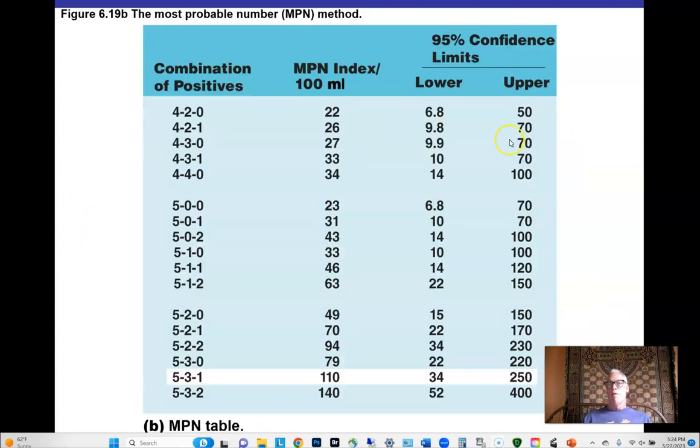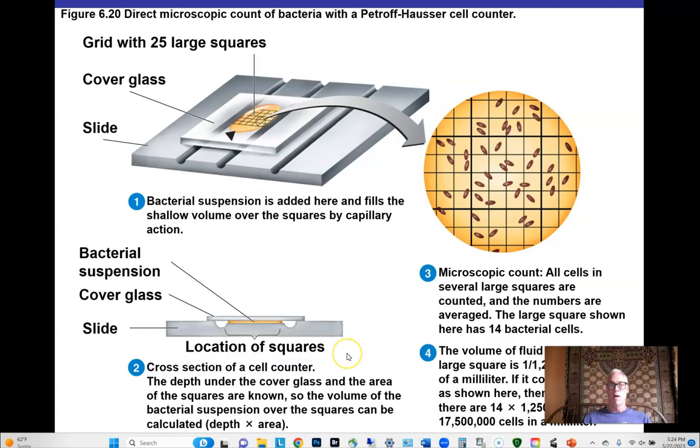There is error with it, and here you can see the upper and lower range of the 95% confidence limits. That means we're 95% sure the actual number of bacteria in the original sample would lie between 22 and 150 colony forming units per 100 mils of media. But here's our estimate of the actual number here in this column, middle column. Most probable number.